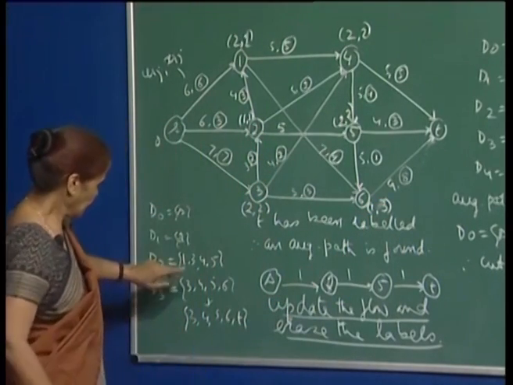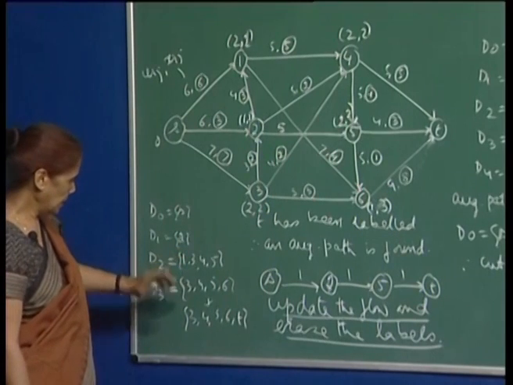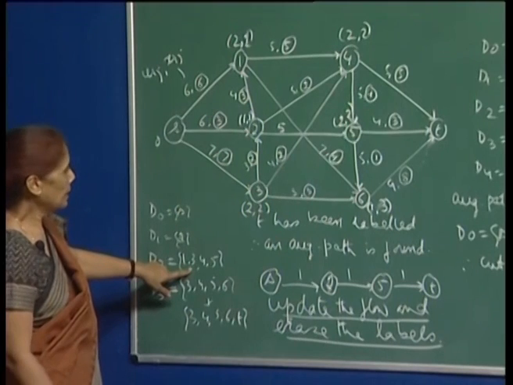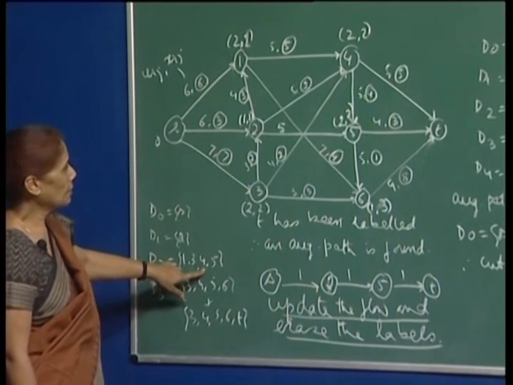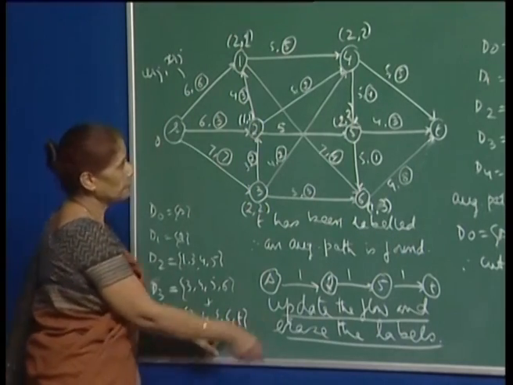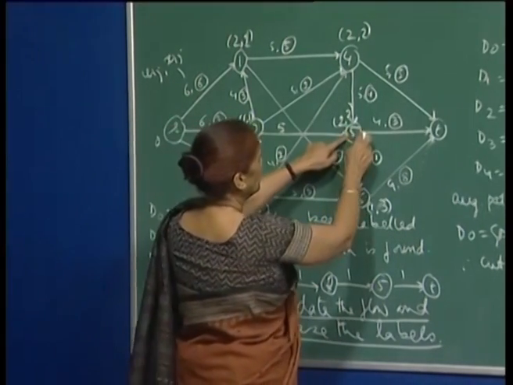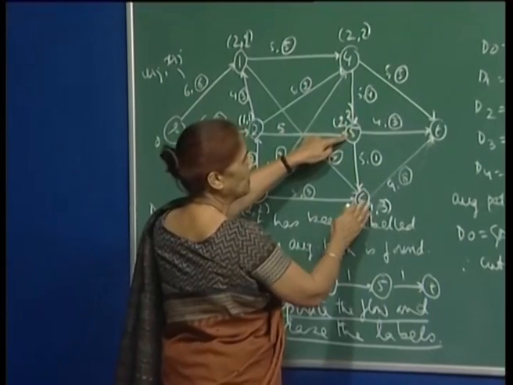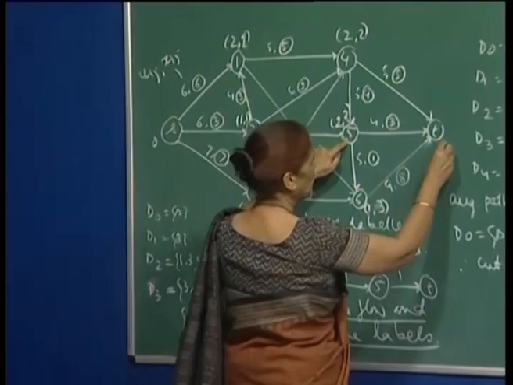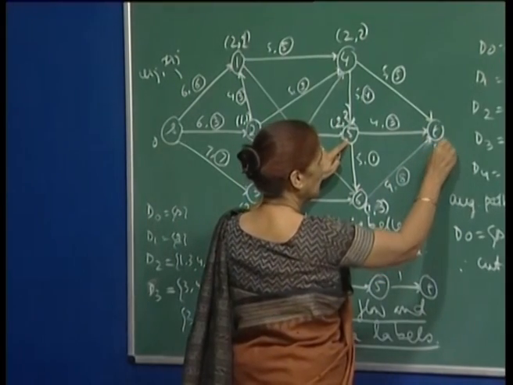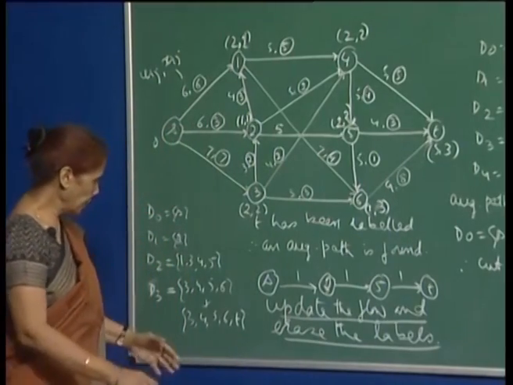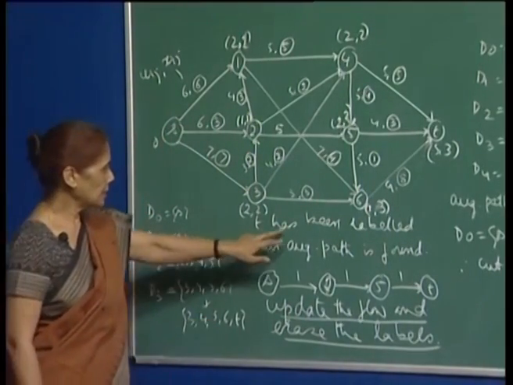Okay. And you are not done with level 3 labeling yet, because from 3 now you cannot label anything more, from 4 also you cannot label anything more, from 5 you can label T. You see, from 5 you can, because 4 and 6 are already labeled. So, 5 you can label T, and therefore, the label for T would be 5 and 3. So, third order label, and the moment you label T, T has been labeled.